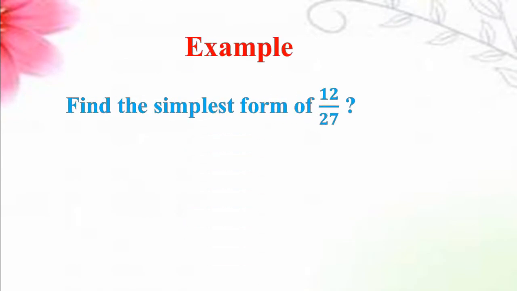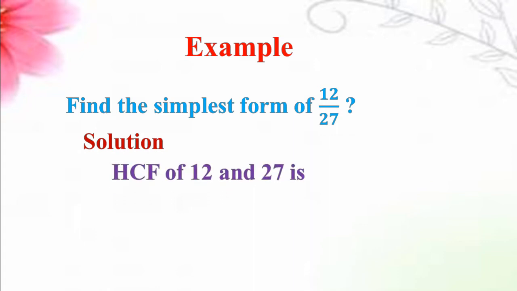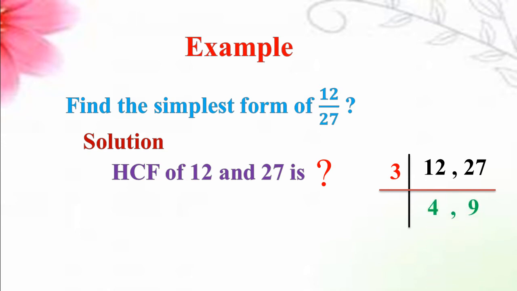That is example, find the simplest form of 12 by 27. Now we are going to find the HCF of 12 and 27. What is that common factor? Highest common factor is 3. So when you divide by 3, you will get 4 and 9, because 4 3s are 12 and 9 3s are 27. Now we can write the HCF of 12 and 27 is 3. Now we are going to divide the numerator and the denominator by 3, we'll get, what is that answer? That is 4 by 9.